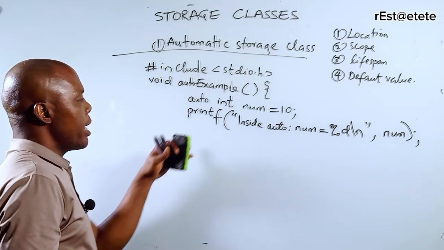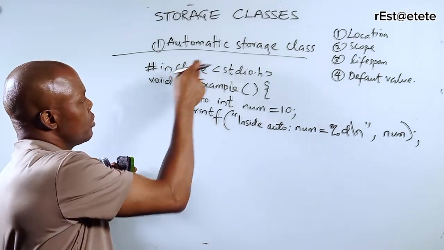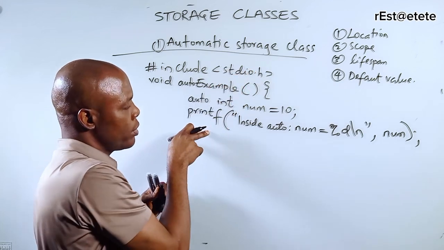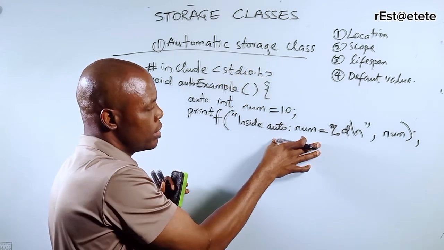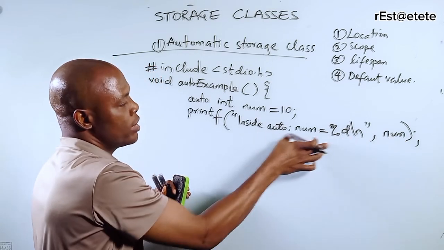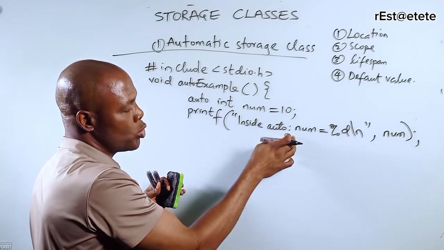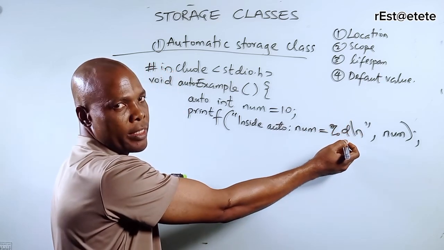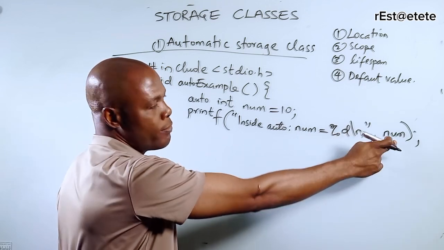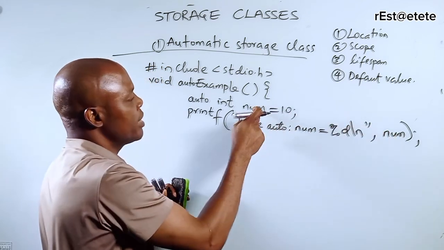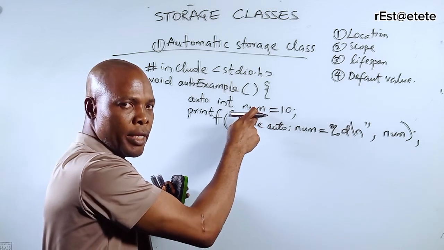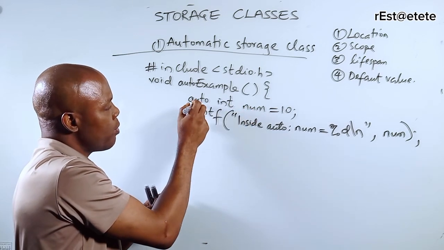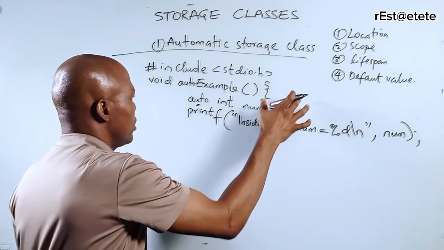So what have I done? I'm calling the printf function. This printf function will be gotten from this standard input output header. So I'm calling the printf function and I'm supplying these parameters to it. This is the first parameter, second parameter. So this is a string literal. It's going to print this out, inside auto. Num equals, this is an expression that is expecting a value. So the value will be obtained from this num. So this num is a variable that is in the memory. But where would this be stored? That will be determined by what? By this storage class.